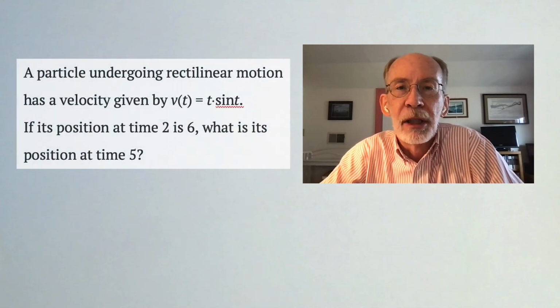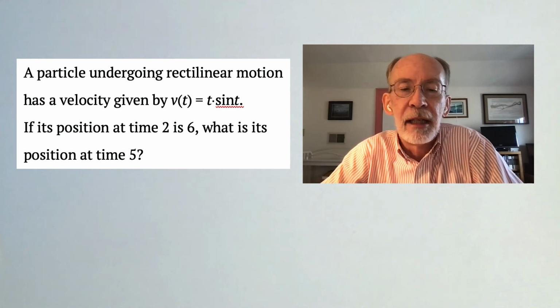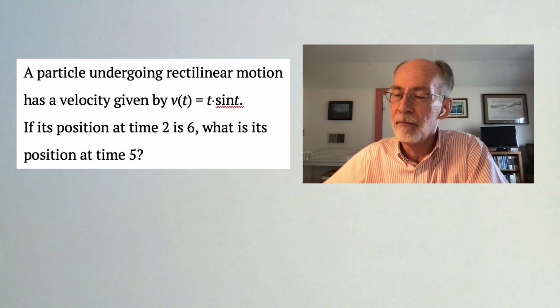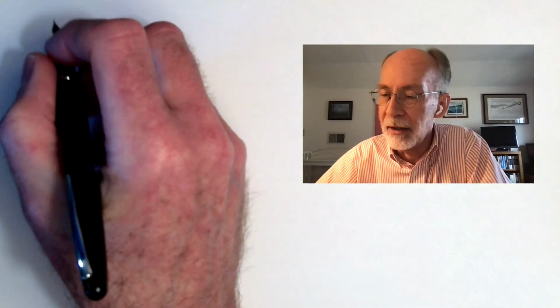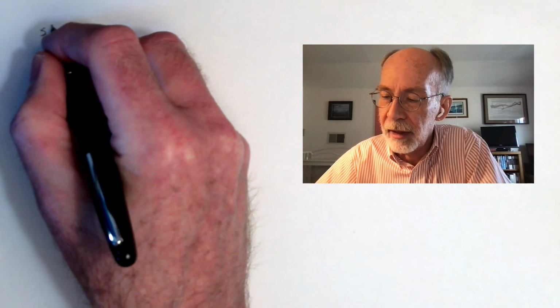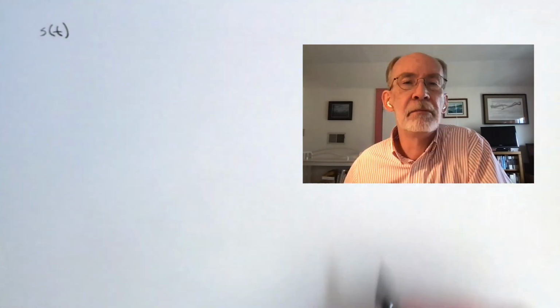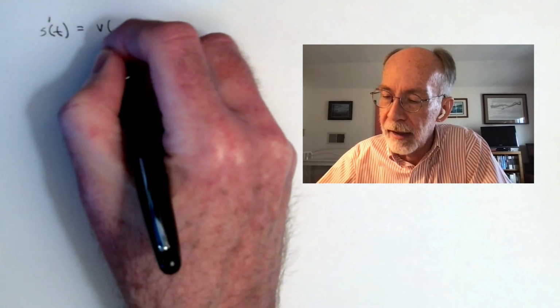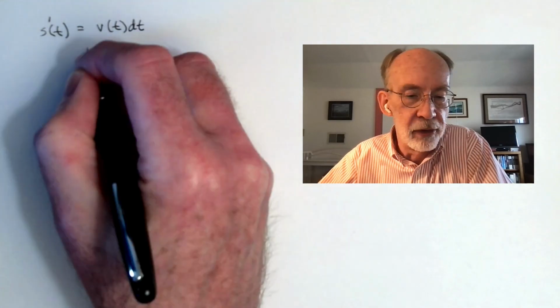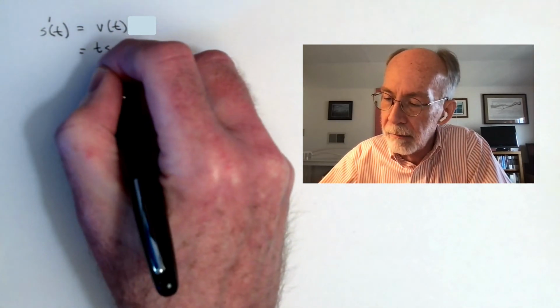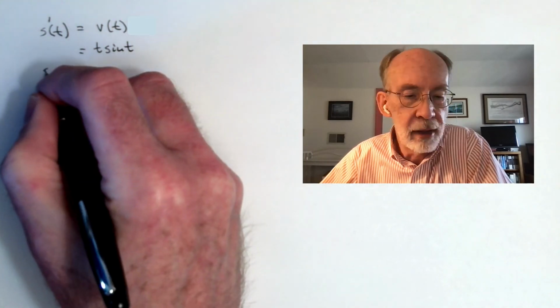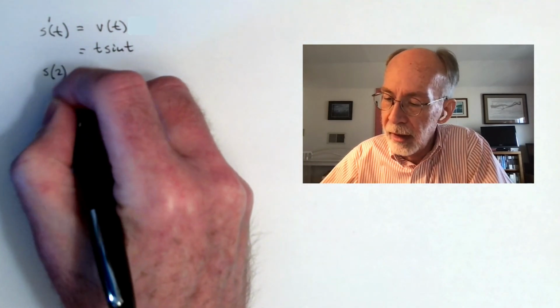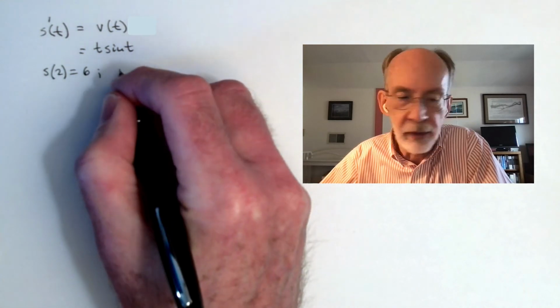Let's say we have a particle undergoing rectilinear motion, and its velocity at time t is given by v of t equals t sine t. Its position at time 2 is 6, and we want to know its position at time 5. So essentially, the textbook I use with my students calls position s typically. So we have some function s of t, and s prime of t is the velocity, which is, as we said a moment ago, t sine t. We know that s at time 2 is 6. We want to know what is s at time 5.